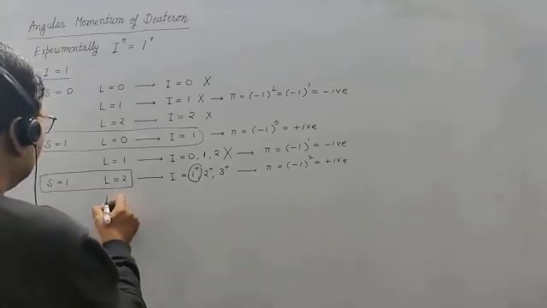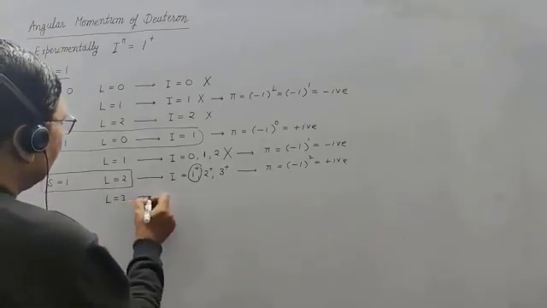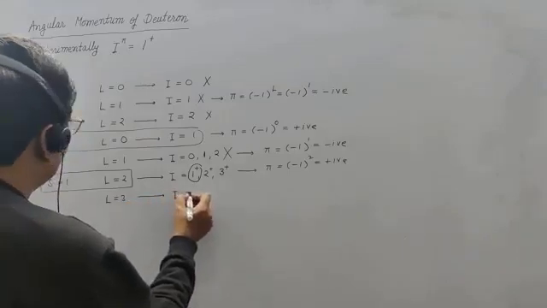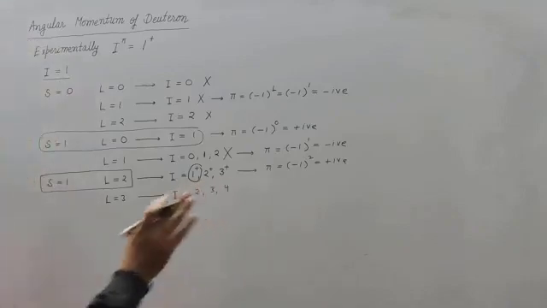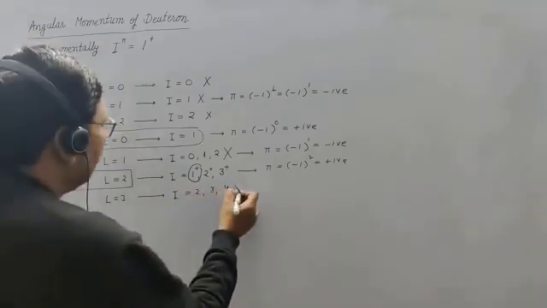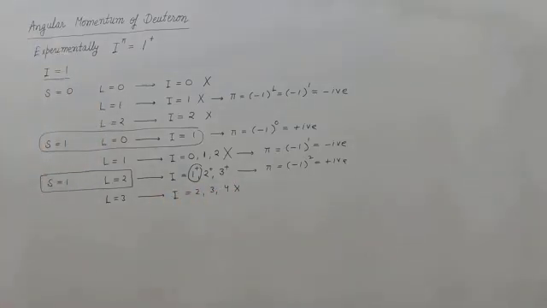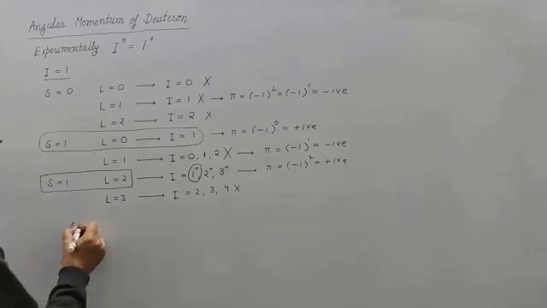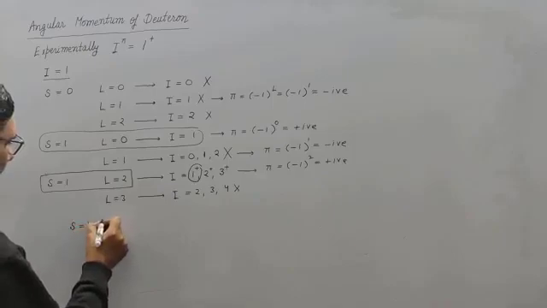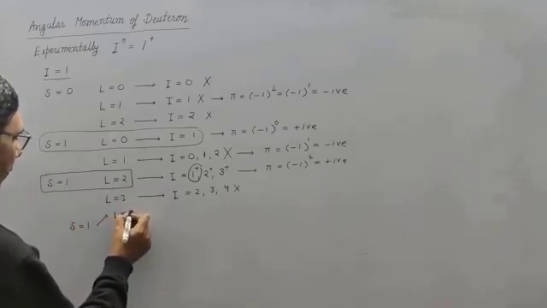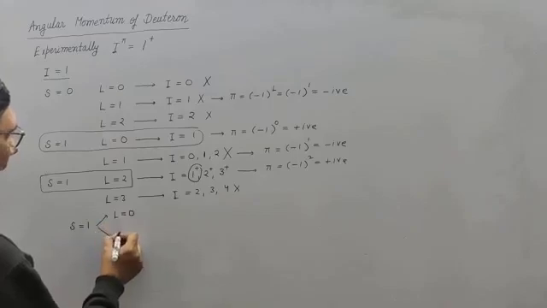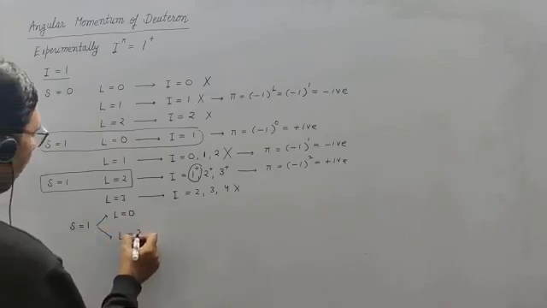If you take L equal to 3, then you are going to get I equal to 2, 3, 4. So we are not getting I equal to 1. So we are leaving these further cases. So if we are choosing S equal to 1, then there are two possibilities, L equal to 0 as well as L equal to 2.